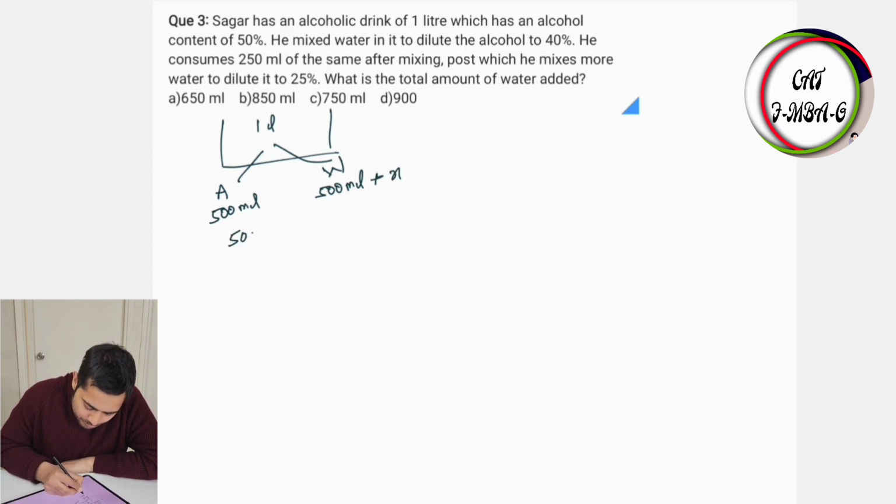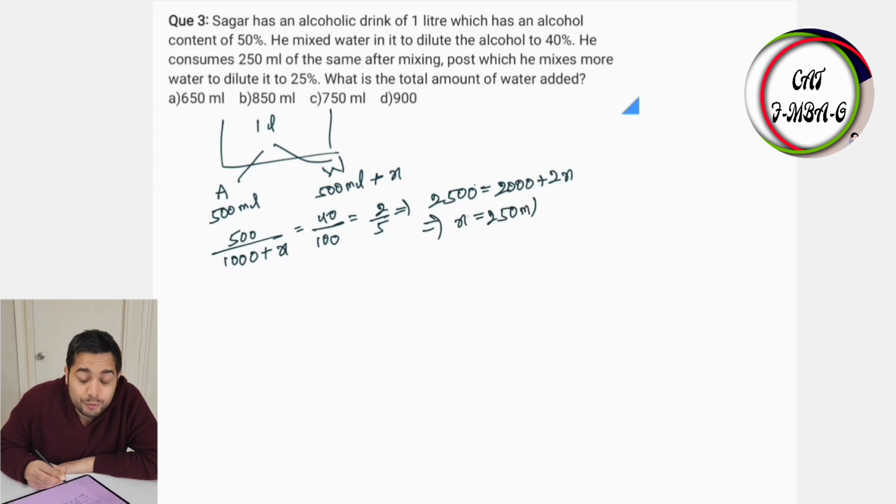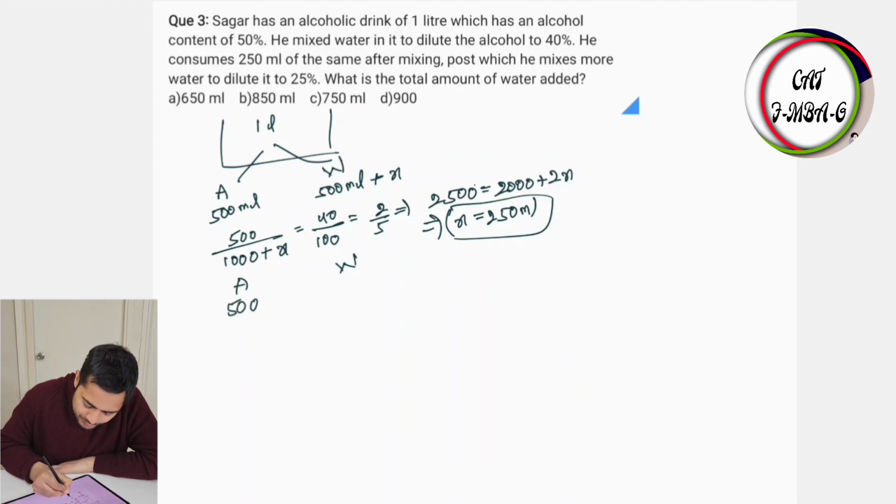So the concentration of alcohol is 500 upon 1000 plus x, which is equal to 40%, 40 by 100, which is equal to 2 by 5. If you solve this, that means 2500 is equal to 2000 plus 2x. That implies x is equal to 250 ml. So he mixed 250 ml of water. So now the alcohol is 500 and water is 750.